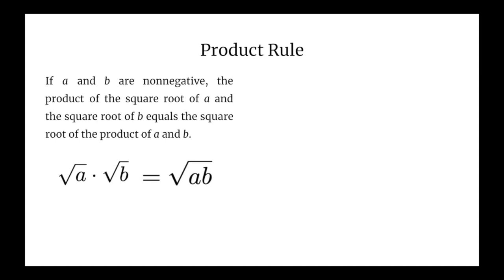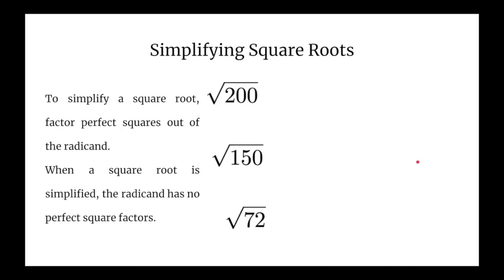Here's an example. The square root of 3 multiplied by the square root of 7 is equal to the square root of 21. Now let's talk about simplifying square roots. To simplify a square root, factor perfect squares out of the radicand. When a square root is simplified, the radicand has no perfect square factors.